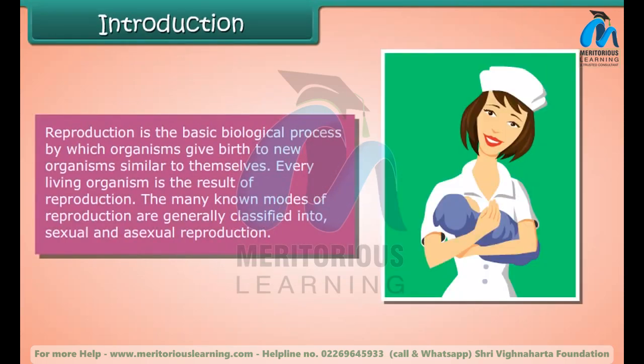Reproduction is the basic biological process by which organisms give birth to new organisms similar to themselves. Every living organism is the result of reproduction. The many known modes of reproduction are generally classified into sexual and asexual reproduction.